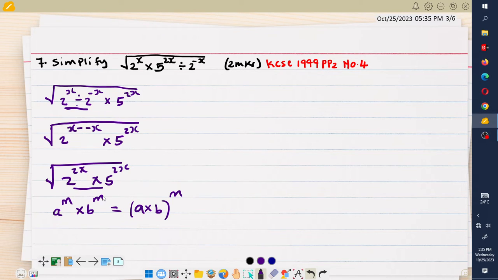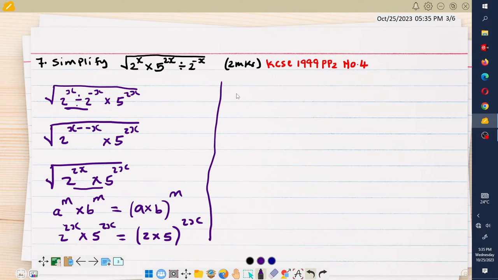Similarly, if I apply the same thing here, it means that 2 to the power of 2x multiplied by 5 to the power of 2x is the same as saying 2 multiplied by 5, then the whole thing to the power of 2x. But remember, there was a square root, so this is going to give me the square root of 2 times 5, I'm going to get 10, so this is 10 to the power of 2x.